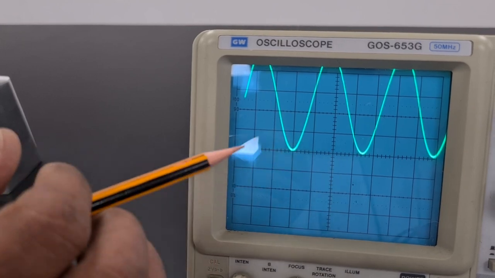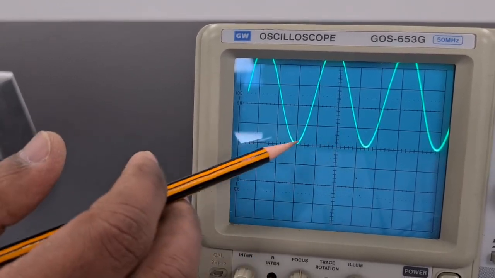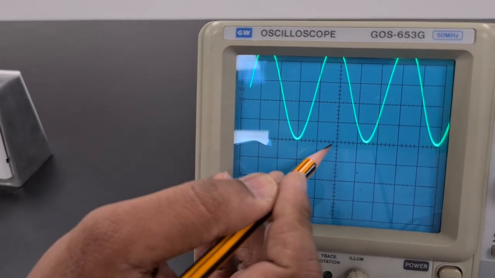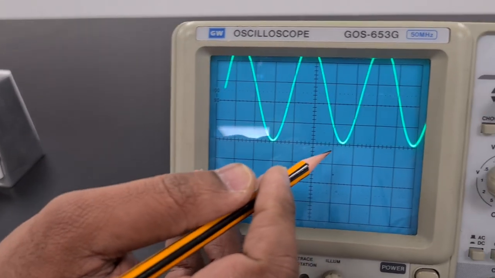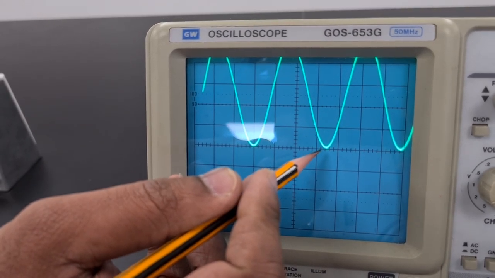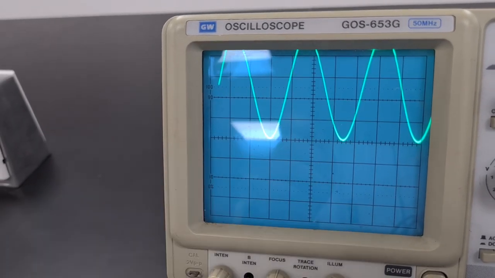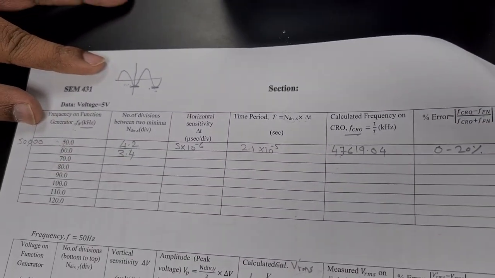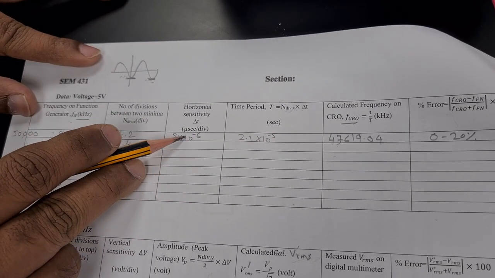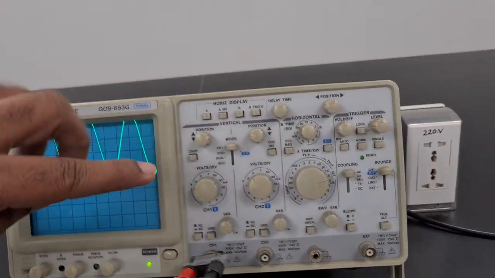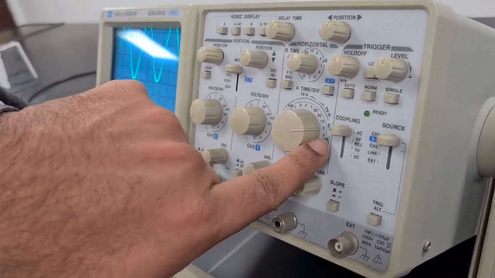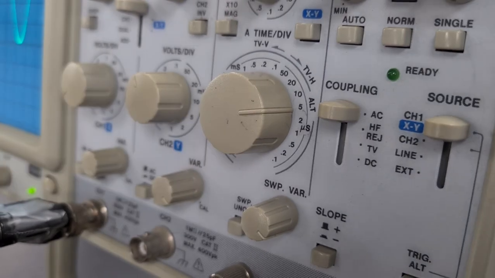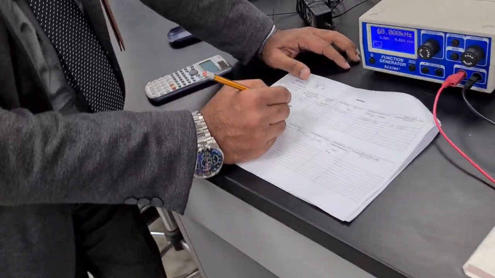Now what's the value? When you change the frequency, what happened to the distance between the two minima? It's reduced. So what should be the value? 1 complete box, 2 complete box, 3 complete box, and here it's exactly 0.4. That means 3.4. So I'm going to write 3.4 here. And again, we have to measure delta t. Delta t we did not touch, so again this value is exactly 5 microsecond, because we did not touch anything. I'm going to write the same value here.